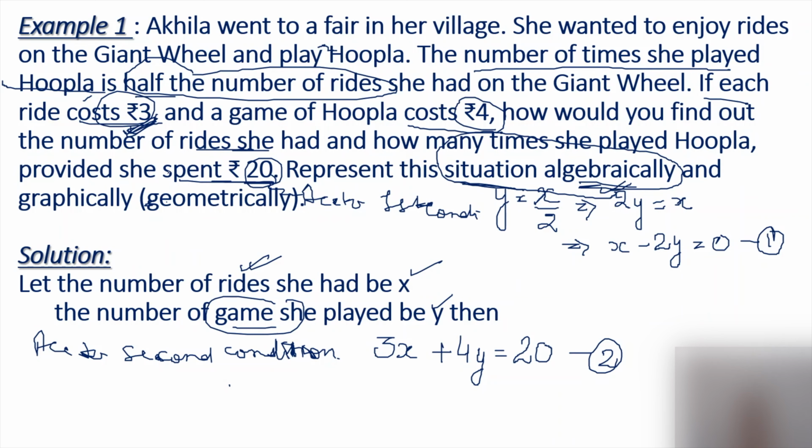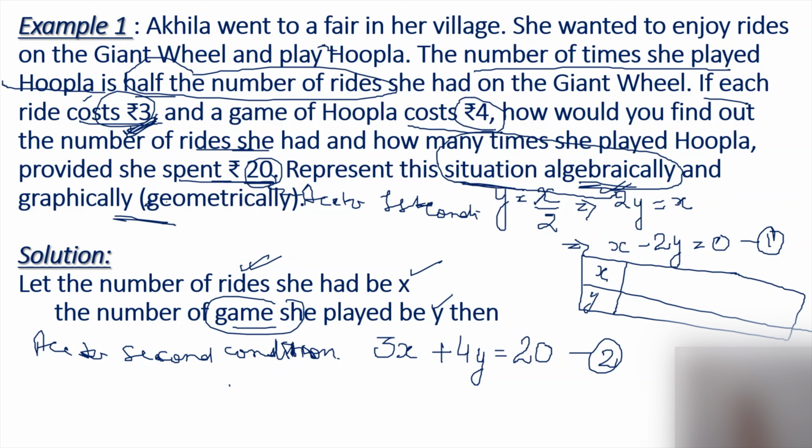Now we are going to represent these equations geometrically. Let's see how we can. This we have done in our lower classes also. For this we'll prepare a table for both the equations. You can consider any value for x and find the corresponding value of y. Or we can think of this also as y is equal to x by 2. Just think of any value of x, and you will get the corresponding value of y.